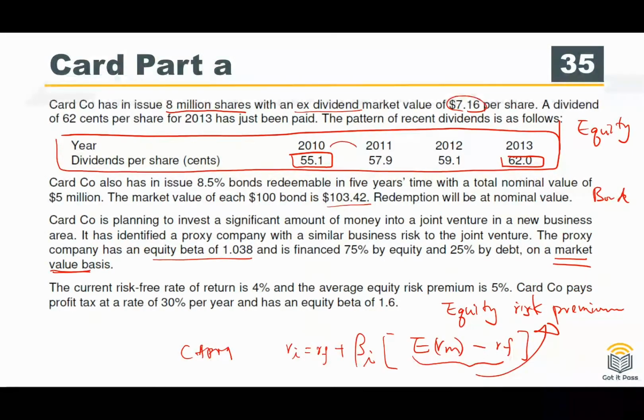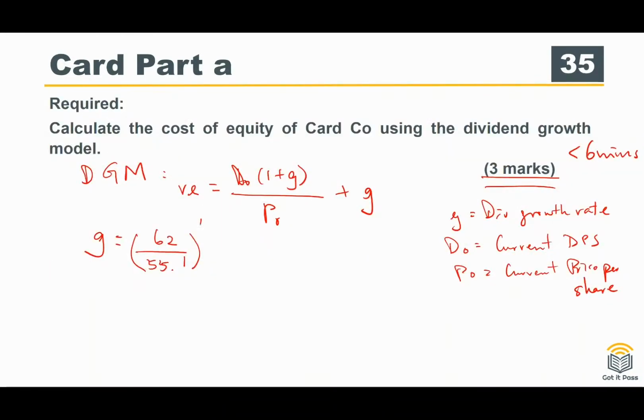Here is the first year, here is the second year, and here is the third year. So it is a 3-year period, and the exponent is 1 over 3. Then from this number, you minus 1 to find the growth rate, which is 4%.